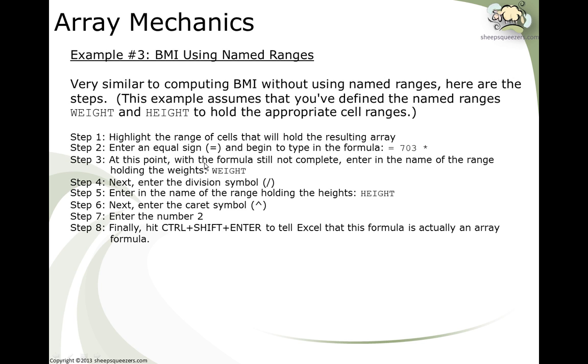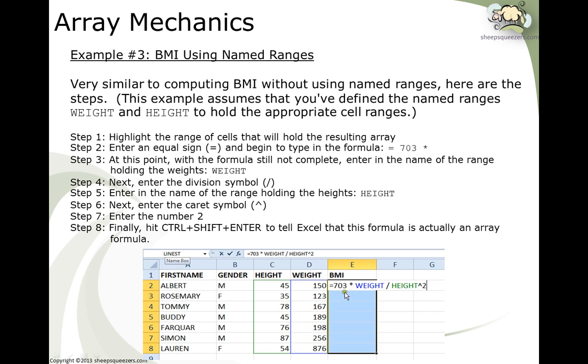At this point, with the formula still not complete, enter in the name of the range holding the weights, and that will be the word weight. Next, enter in the division symbol slash. Enter in the name of the range holding the heights, and that will be just the word height, or whatever you called it. Enter in the caret symbol above the number 6. Enter in the number 2 for squared, and again, hit Control, Shift, and Enter.